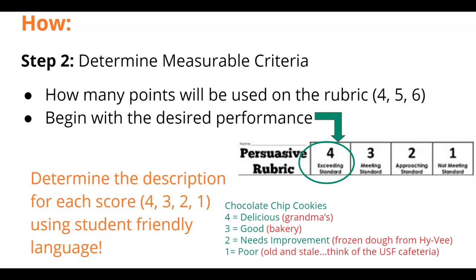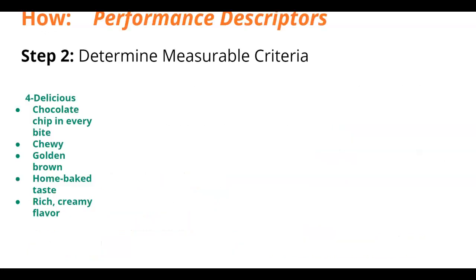This would be an old cookie, a stale cookie. Maybe think about those cookies that are available in the USF cafeteria that have been sitting out throughout the entire lunch period. Now, maybe you like those cookies. I don't know. Again, I'm choosing the criteria for this one. And those are the scoring criteria that I might use.